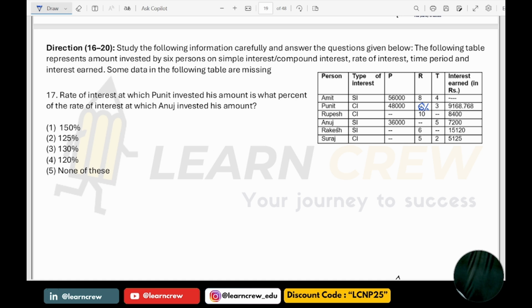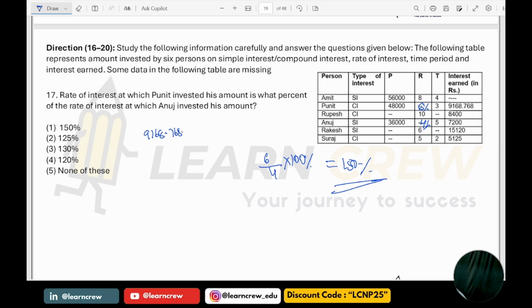Anuj: simple interest on 36,000 is 7,200 in 5 years. So in 5 years it is 20%, so each year 4%. The question is, this is what percent of this? 6 is what percentage of 4? The answer is 150%.